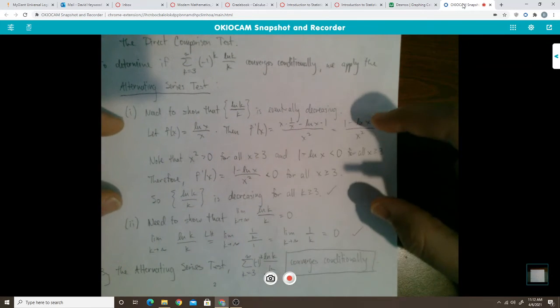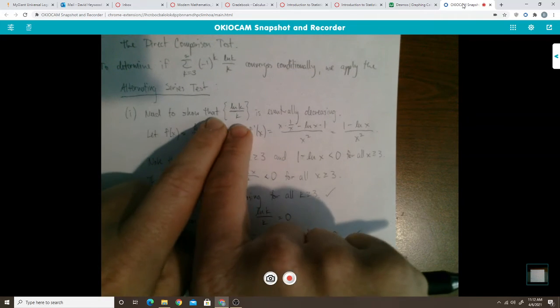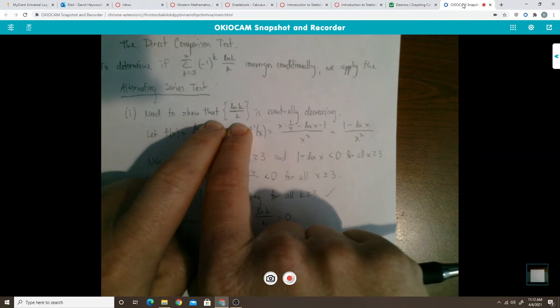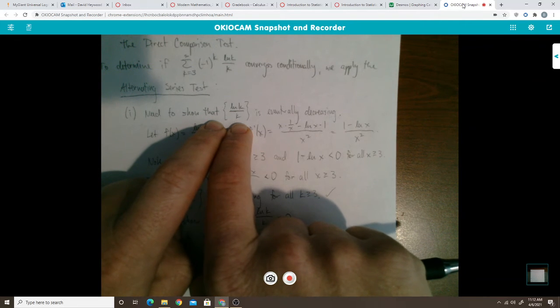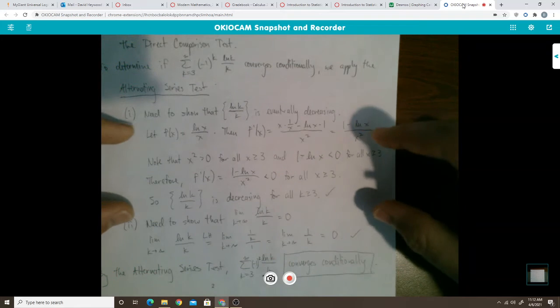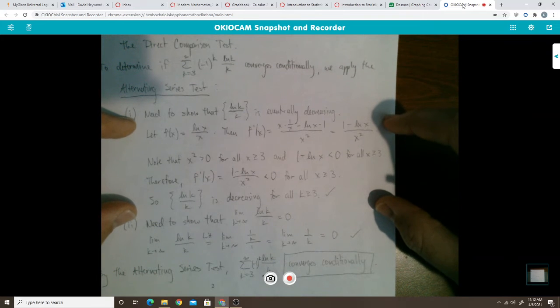But then you didn't actually prove these statements. You just wrote the statements. You just claimed, a priori, that ln of k over k is decreasing, right? And then you didn't show it. You need to show it, right? You need to show it.